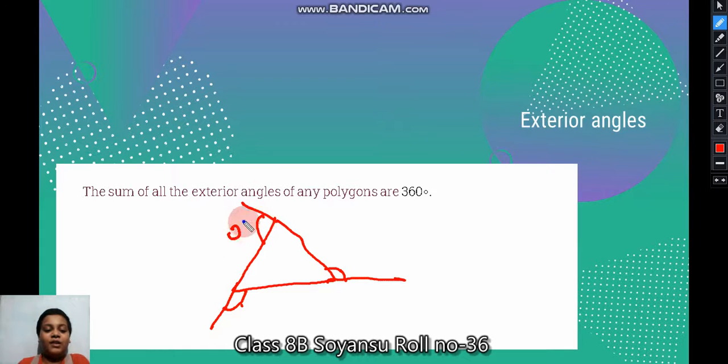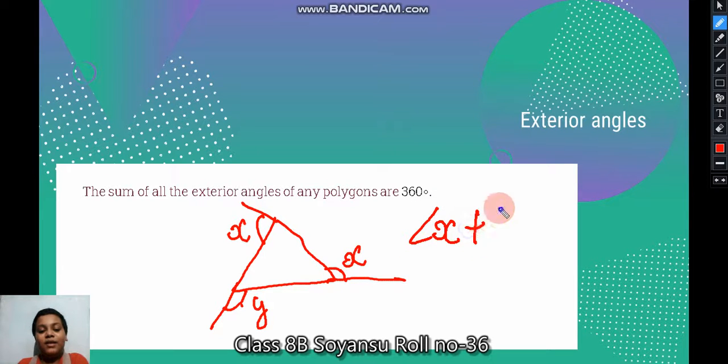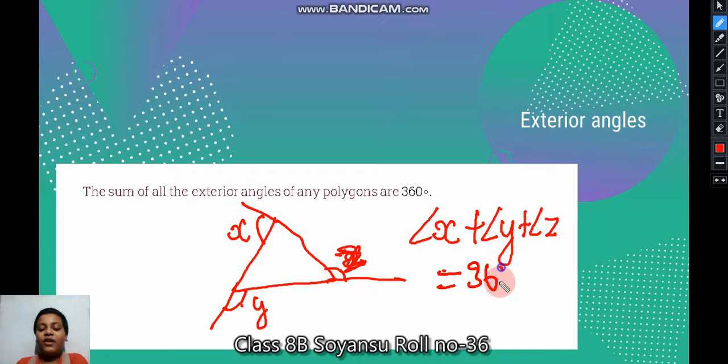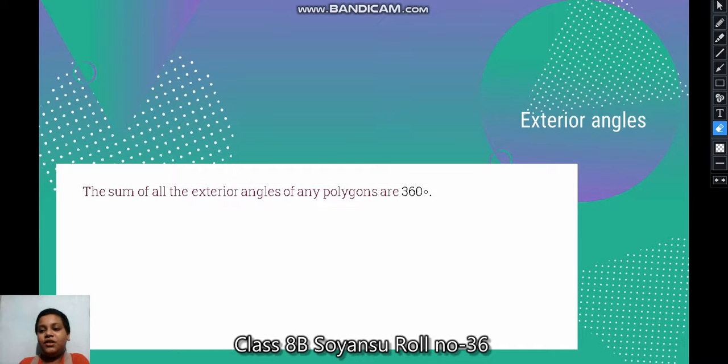Let's name them X, Y, and Z. So angle X plus angle Y plus angle Z will always be 360 degrees. Even if we check it with any polygon, the sum will always be 360 degrees.